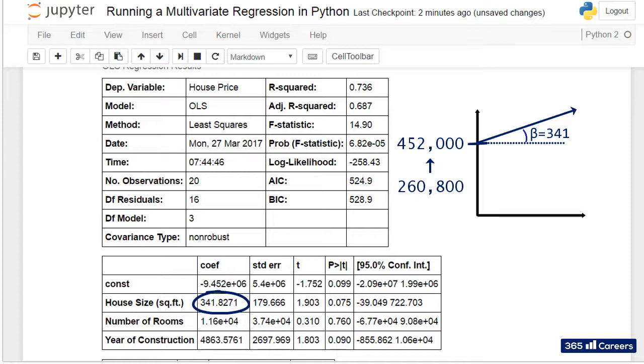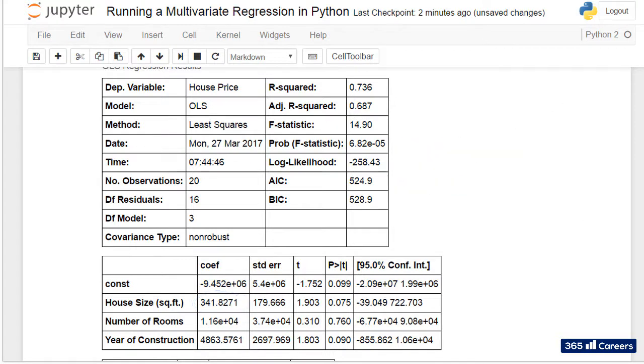Does it seem that by adding the other two independent variables, we destroyed the nice results of our univariate regression, and that house size cannot explain the house price anymore? Please do not rush to make such a conclusion.